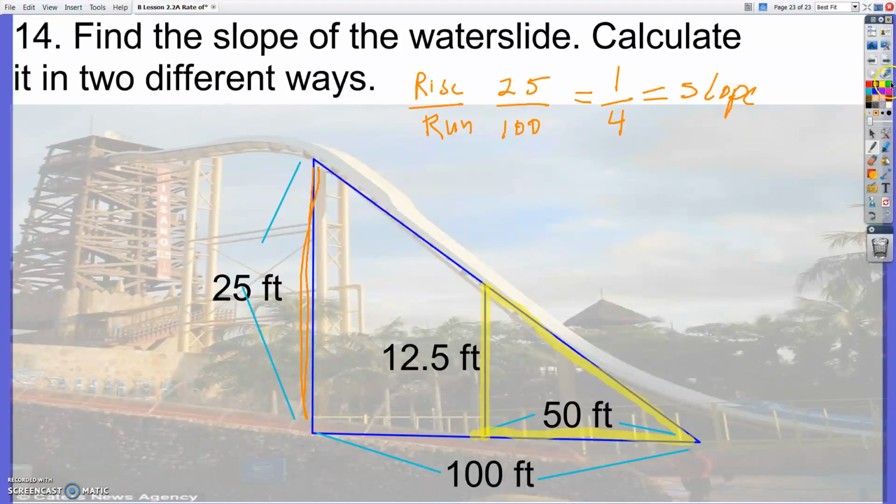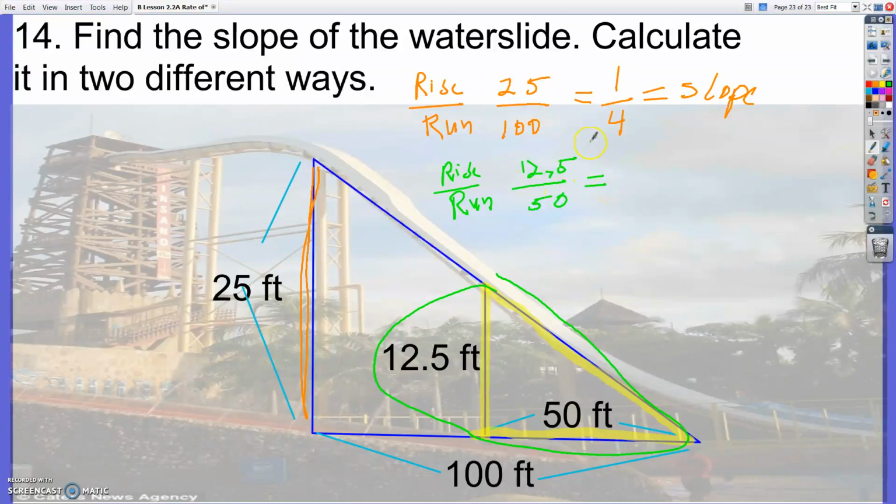So now in light green, I'm going to look at the smaller triangle with these numbers right here. That would be, same idea, my rise over run. And I went up 12.5 all over 50. And if I were to simplify these both by 12.5, that would give me 1 all over 4, which is the slope. So remember, it's just the rate of change. And it's that proportion of how much I'm going up and over.